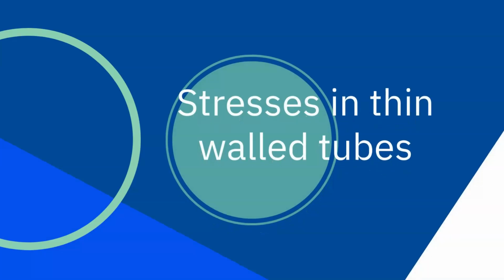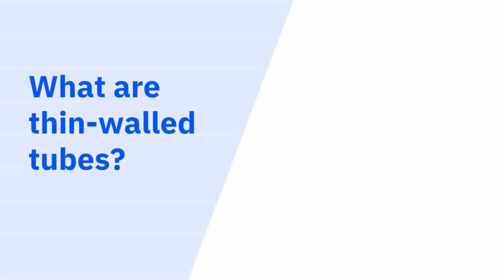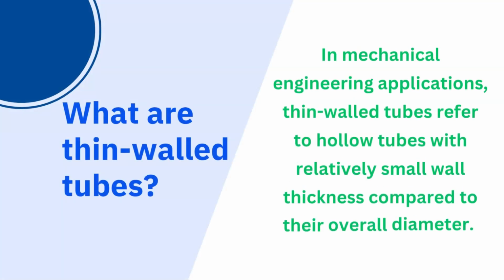This instructional video explains how to calculate the stresses and strains in thin-walled, non-circular tubes when they are subjected to torsional loads. What are thin-walled tubes? In mechanical engineering applications, thin-walled tubes refer to hollow tubes with relatively small wall thickness compared to their overall diameter.